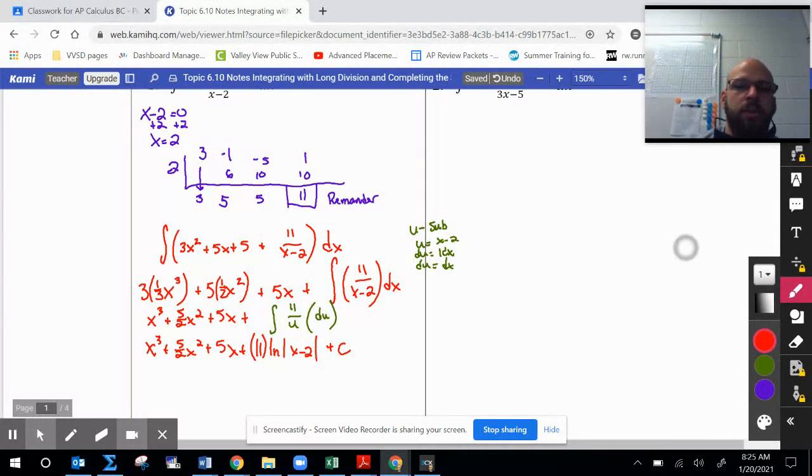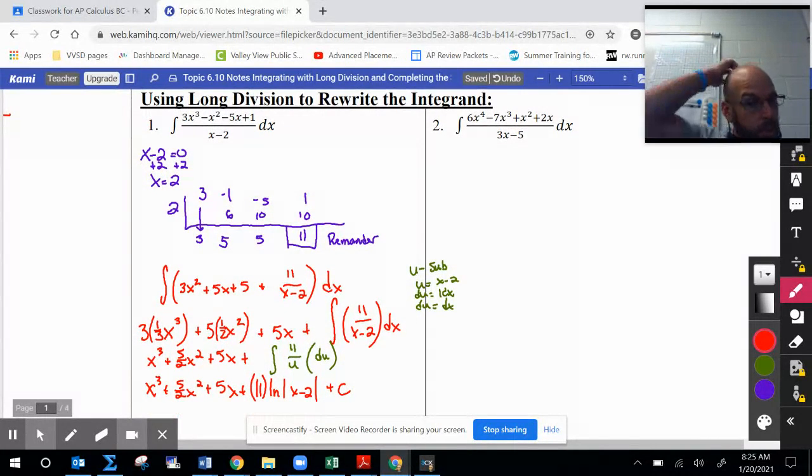So ultimately, when we had a big scary rational function and it didn't factor, or we couldn't break it down, then ultimately we can just divide it. Most of your result will be a polynomial, and then you can just integrate that polynomial. Okay.